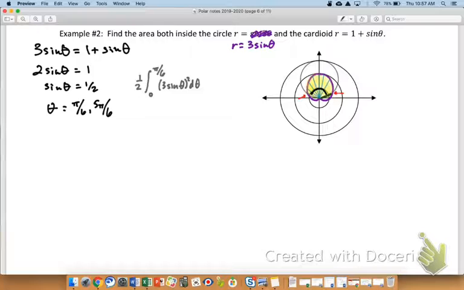You with me? Okay. Plus, what if I did 1/2 integral from pi over 6 to pi over 2 of the cardioid squared? Wouldn't that get me this other green area, which I'll just shade like this? And then take the answer to that, as you said, Aiden, and double it.